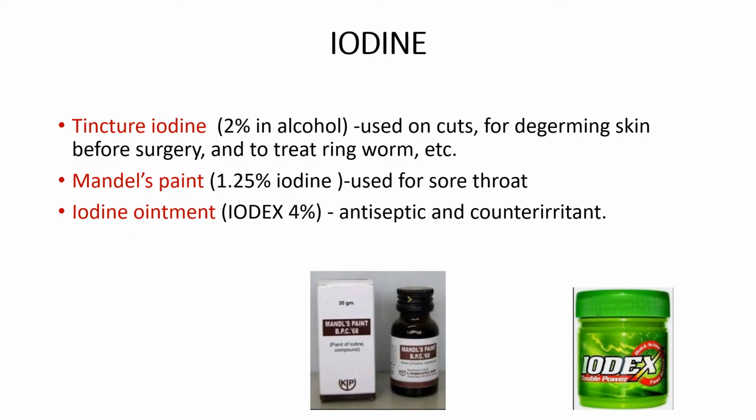So that's all about oxidizing agents. Now we will move on to halogens. Iodine, it is a halogen used as a disinfectant. So you have various iodine preparations.